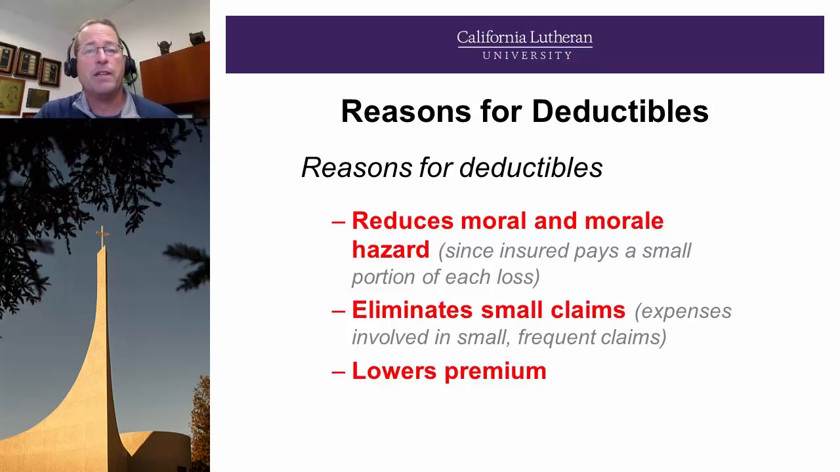Some reasons for having a deductible are that they reduce moral and morale hazards, they eliminate small claims, and they lower the premium.